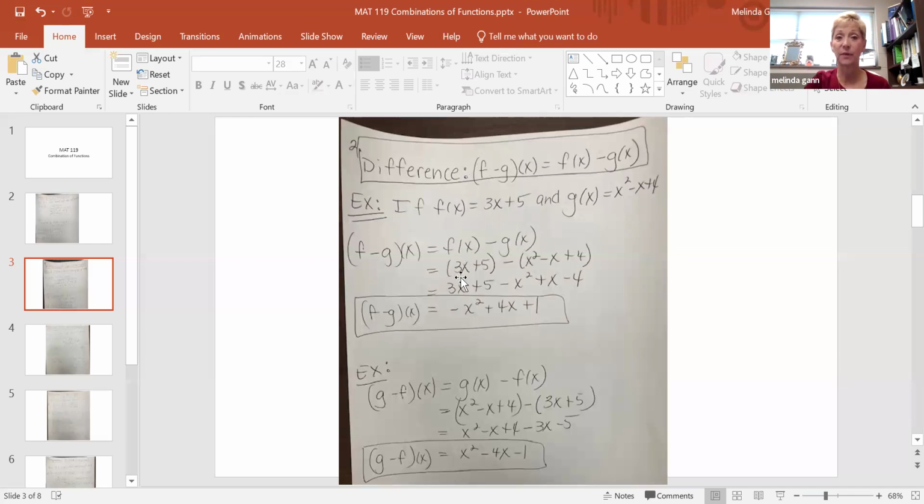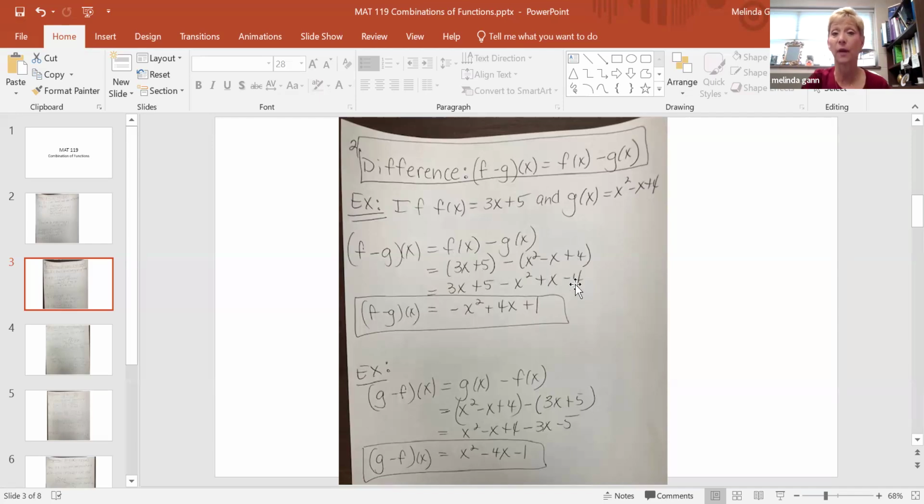So first I use f of x. So I have 3x plus 5 in parentheses. And then minus, make sure I put a minus. And then I'm going to take away g of x. So make sure you put g of x in a parenthesis. Now, that first parenthesis isn't doing me any good, so it just gets dropped. But see, when I distribute this minus, it changes things. Minus x squared, and then minus a negative makes it a plus x, and then minus this 4.